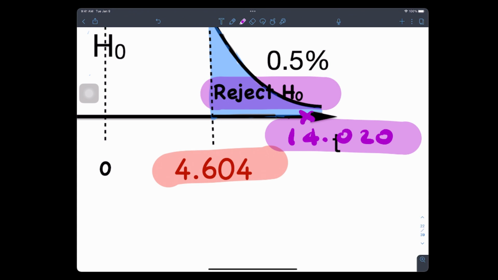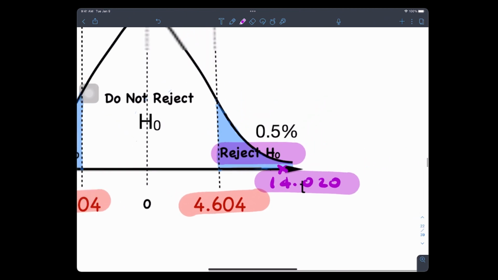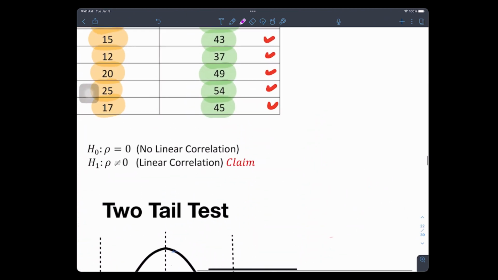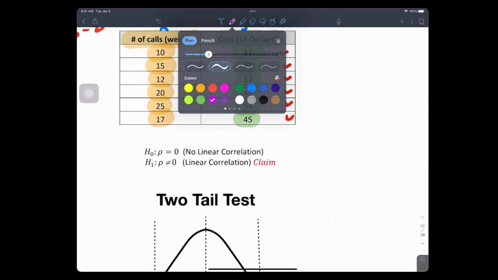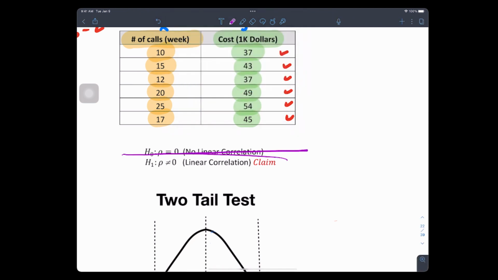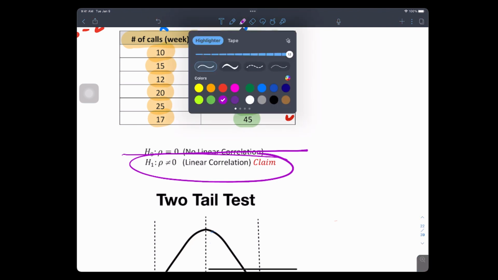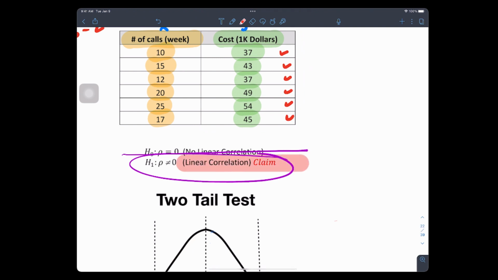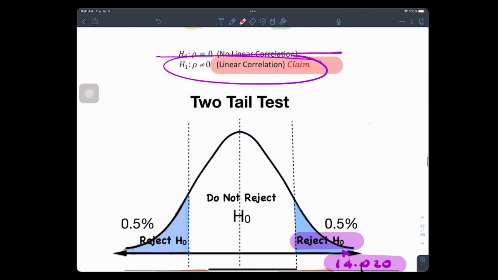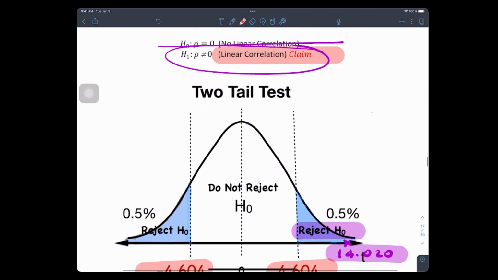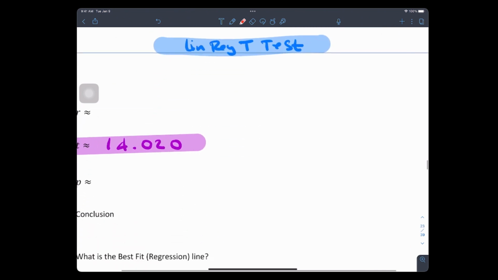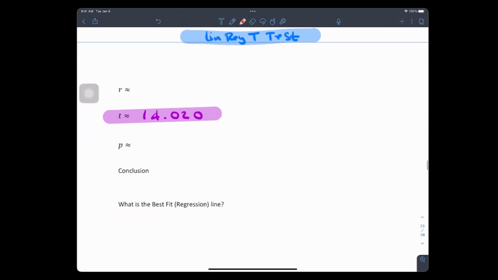So when we reject the null, that means you accept the alternate. So there is a linear correlation. You're done with the conclusion by the traditional method. The conclusion is that you do have a linear correlation.